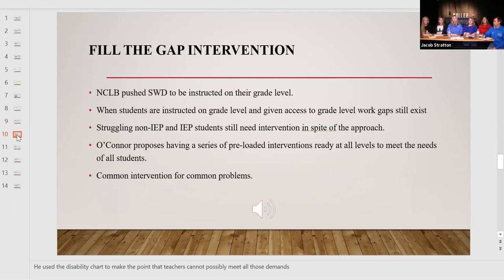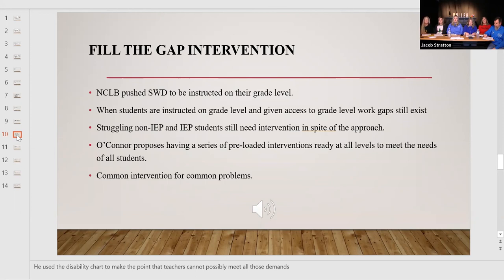All right, and so our next slide talks about No Child Left Behind and how that pushed for students with disabilities to be instructed on their grade level. But at the same time, we still have students where gaps exist in their learning and within their skill level. So we still need to make sure that we provide those interventions to help those students get to the point and be on grade level. So make sure we do that.